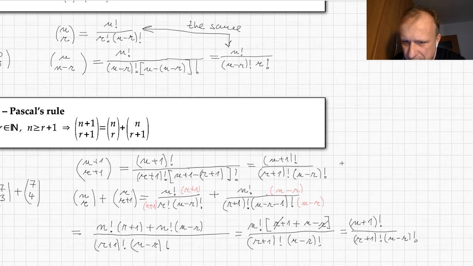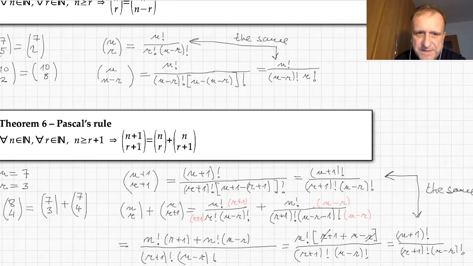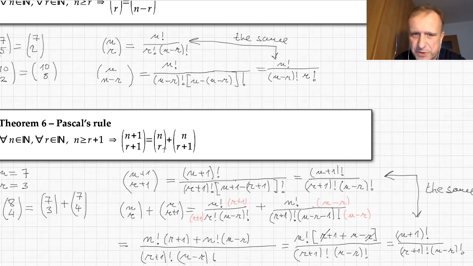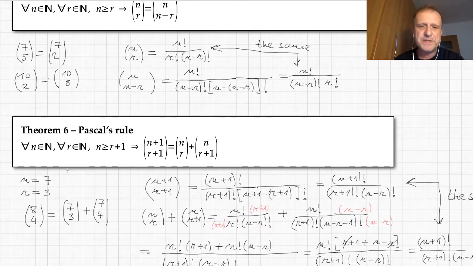And when you compare those two, you see that they are the same. So it means that the left-hand side and the right-hand side of this equation are the same, and this completes the proof of this Pascal's rule. Okay, so simple it is.